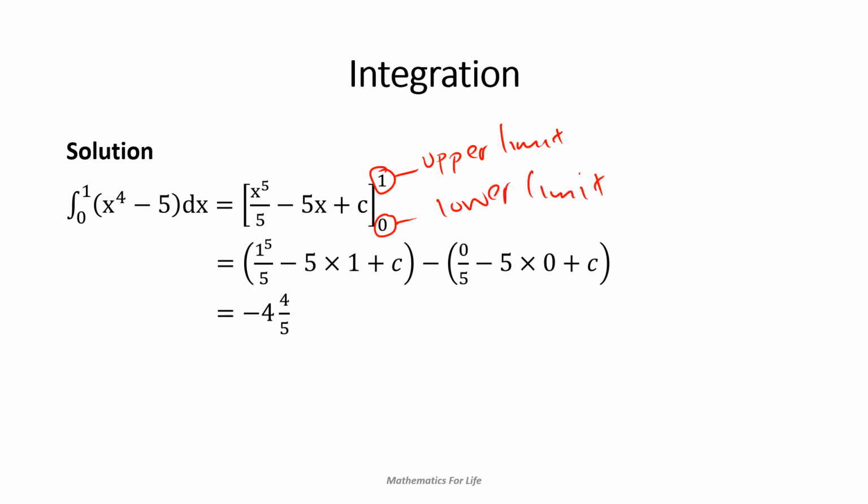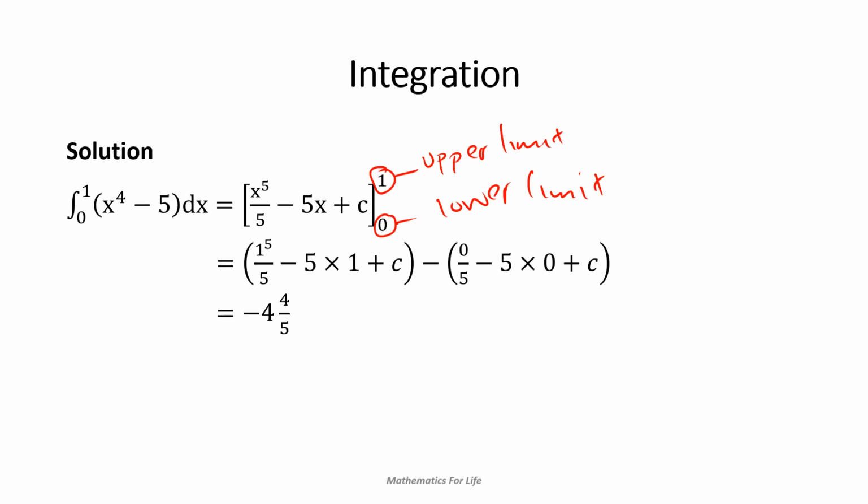Now, once you've done that, the next step will be evaluating our integral for the upper limit and then subtracting the lower limit from that of the upper limit. Then you're going to have 1 raised to power 5 over 5 minus 5 multiplied by 1 plus the arbitrary constant c. And then evaluating our integral at the lower limit is going to give us 0 over 5 minus 5 multiplied by 0 plus the arbitrary constant c. And this will result in minus 4 and 4 over 5 as the result from evaluating this particular integral.